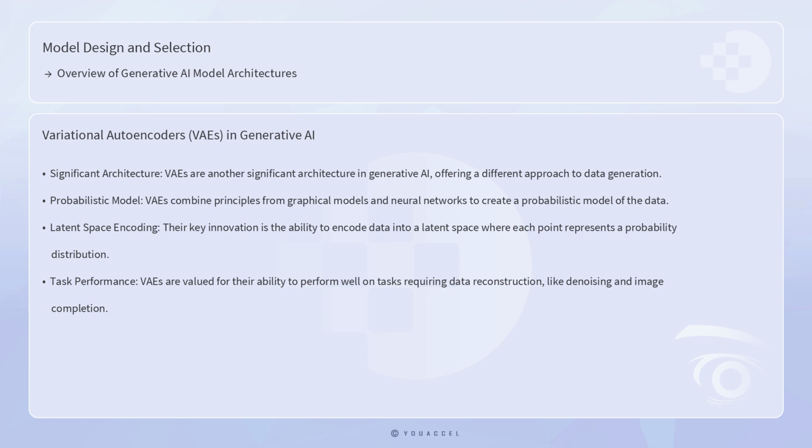VAEs are particularly valued for their ability to perform well on tasks requiring data reconstruction, such as denoising and image completion. However, VAEs may struggle with generating highly detailed outputs compared to GANs, often producing blurrier images as a trade-off for their probabilistic approach.